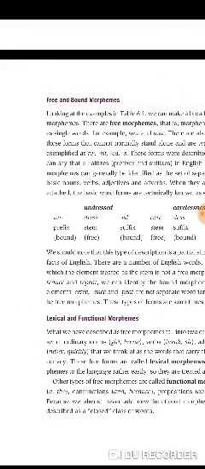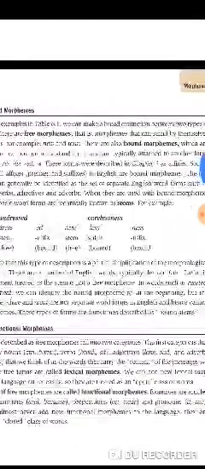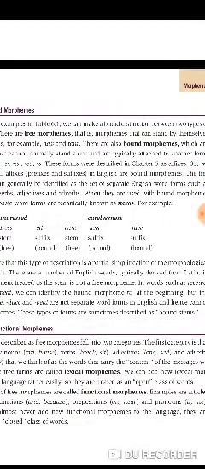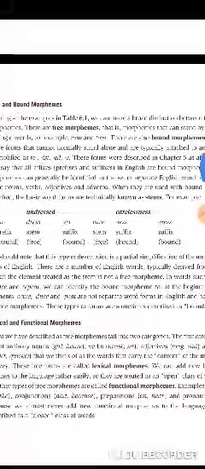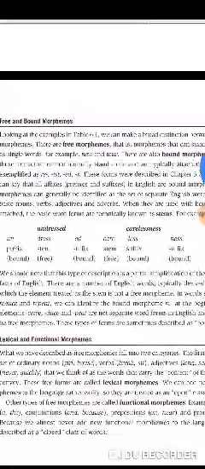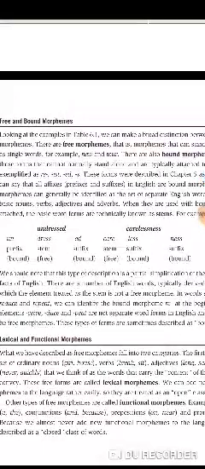Okay, let's see. Un is one, dress is another, ed is another. Similarly, in the word careless, how many are there? Care is one, less is another, ness is still another. So both the words undressed and carelessness have got 3 morphemes. But let's see which one is free, which one is bound.